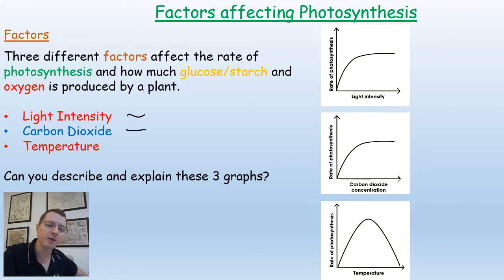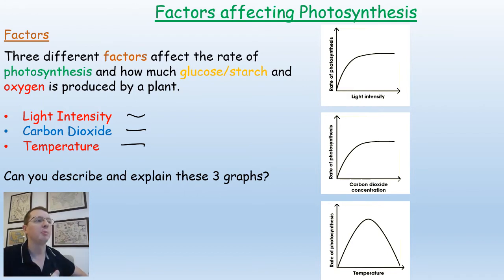So there's 3 different factors that can affect the rate of photosynthesis, and those factors are light intensity, carbon dioxide and temperature, and they will all affect the rate or the speed at which the plant cells can make glucose and starch, and the amount of oxygen that's produced. We always measure the oxygen because it's much easier to measure volumes of oxygen or masses of oxygen than it is glucose and starch.